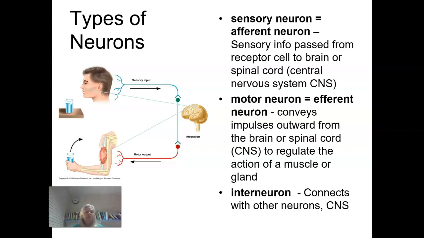And then finally we have interneurons. It's interneurons that make up this thing we call the brain. You know, it's just a really cool, amazing thing. And interneurons just connect with other neurons and they send messages very, very rapidly, up to 200 times per second.